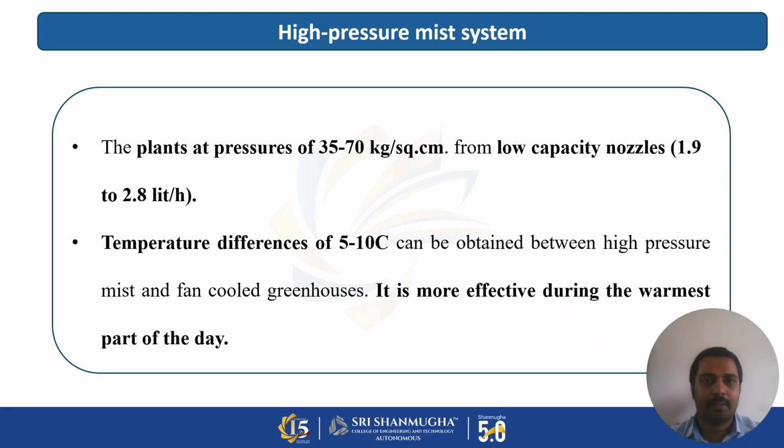Then the high pressure mist system. The plant is misted at a pressure of 35 to 70 kg per square meter for low capacity nozzles, with temperature differences of 5 to 10 degrees Celsius. It is more effective during the warmest part of the day.